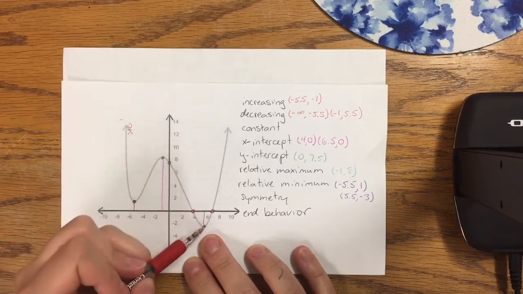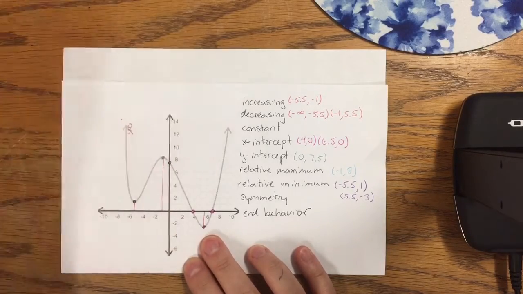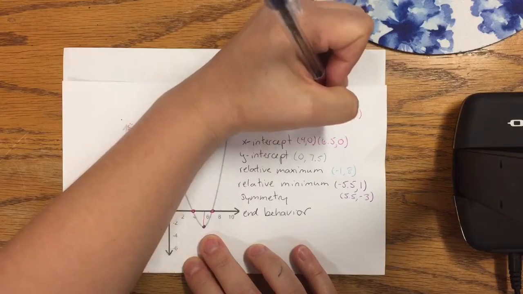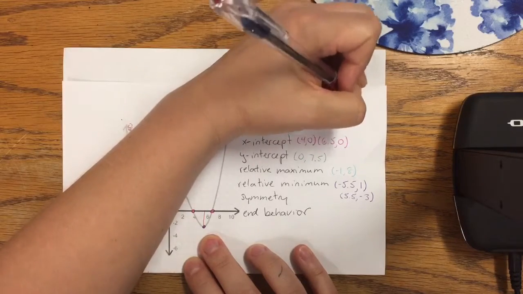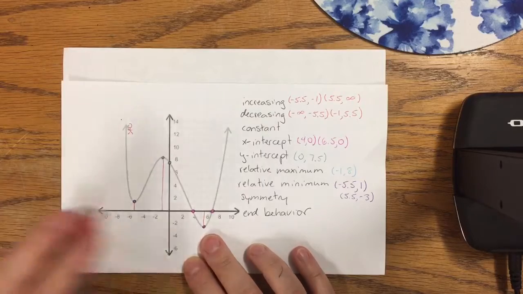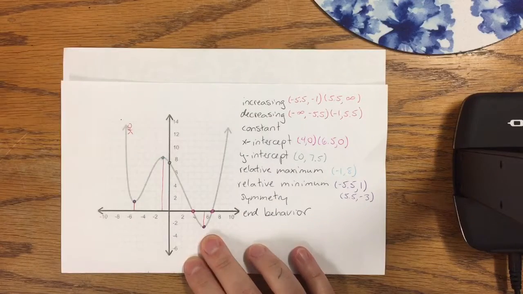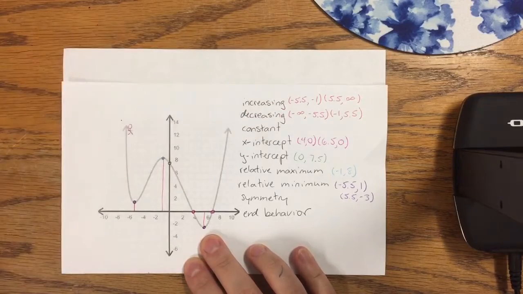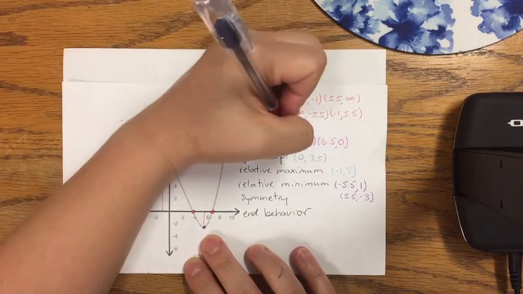And then what happens from here? Well, it starts going up again. Does it ever stop increasing? No. So it's increasing from 5.5 on to infinity. Constant, you want to ask yourself, is there any place where it's perfectly flat horizontally? And I don't see any on this graph, so I'm just going to say none.